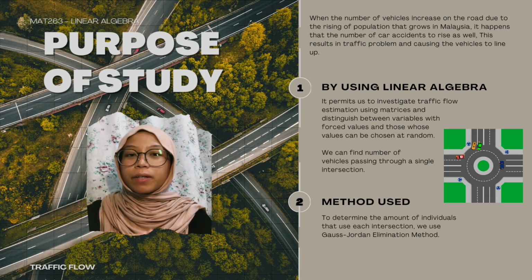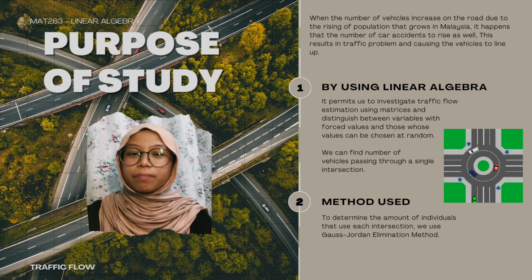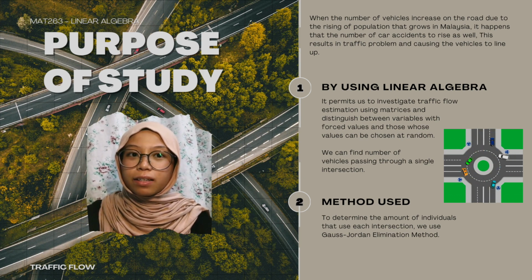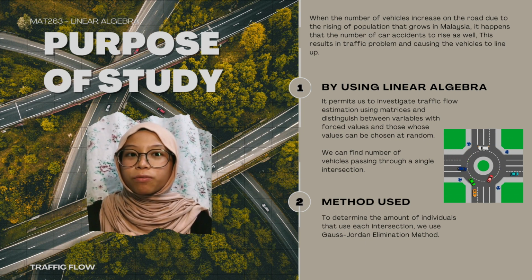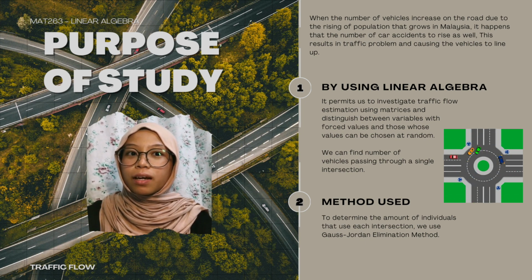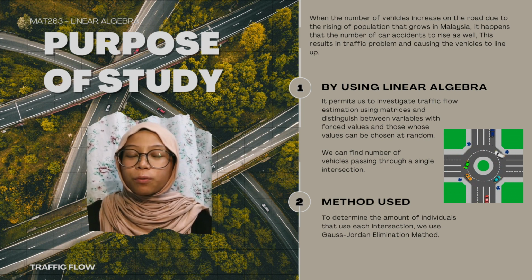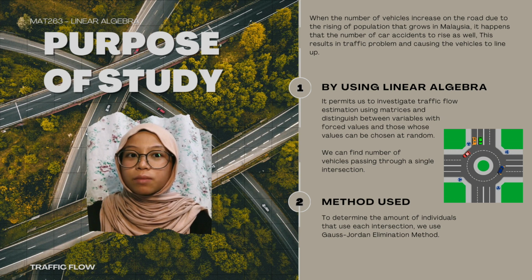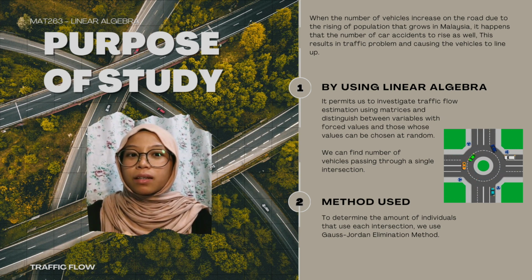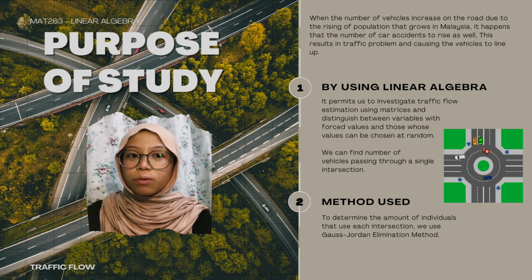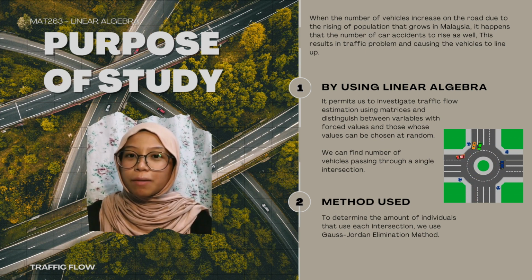So first of all, using linear algebra permits us to investigate traffic flow estimation using matrices and distinguish between variables with forced values and those whose values can be chosen at random. We can find the number of vehicles passing through a single intersection. To determine the amount of vehicles that use each intersection, we use the Gauss-Jordan elimination method.